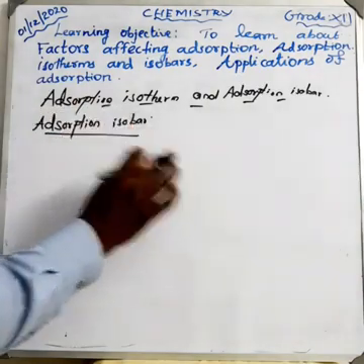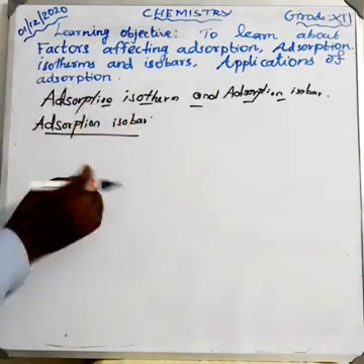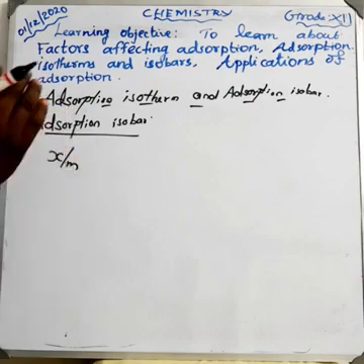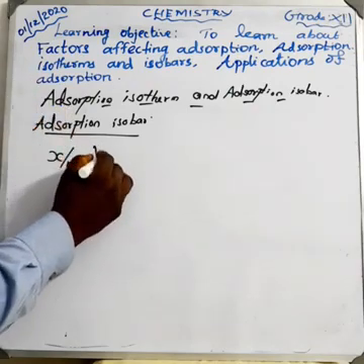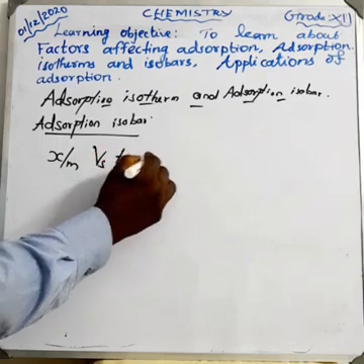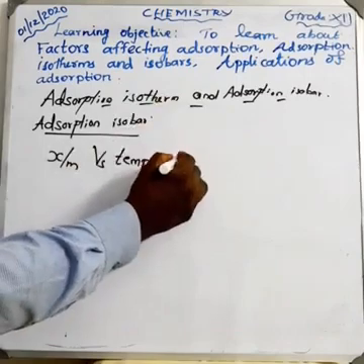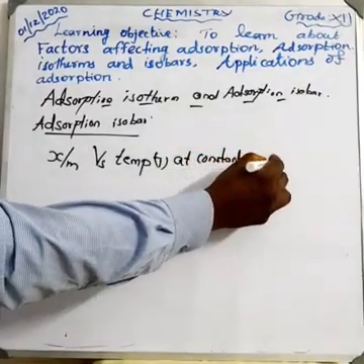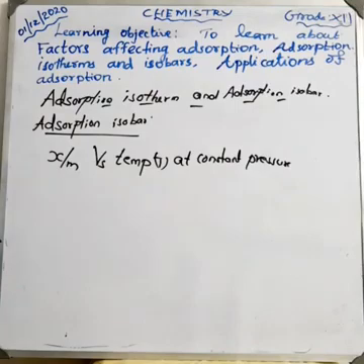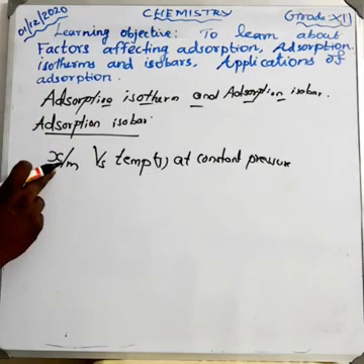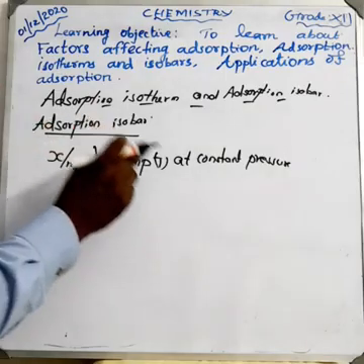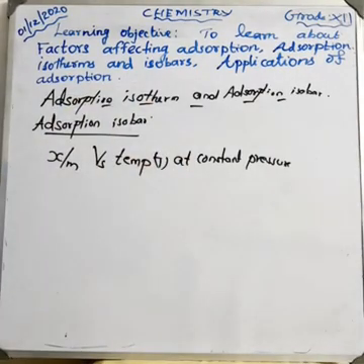What is the adsorption isobar? It is a graph between the amount of adsorbed, that is x by m, versus the temperature T at constant pressure. Let us draw the graph.